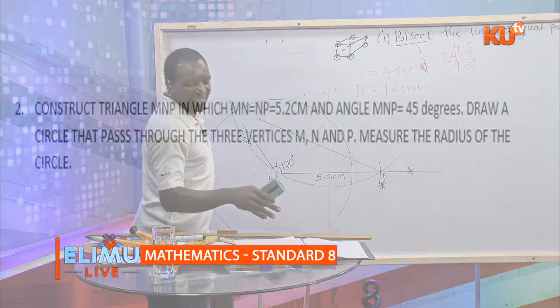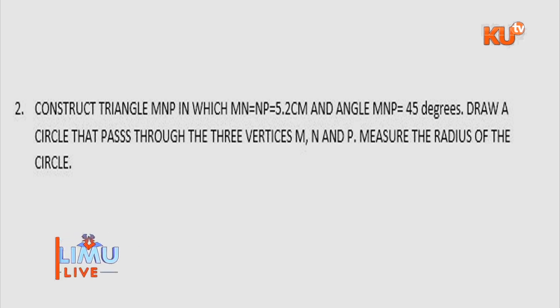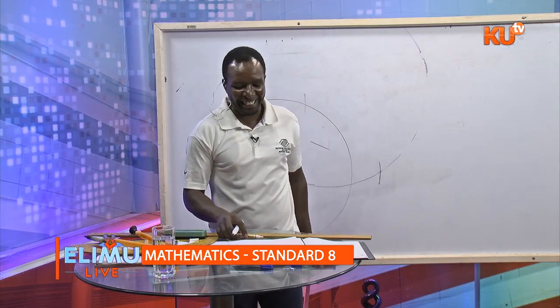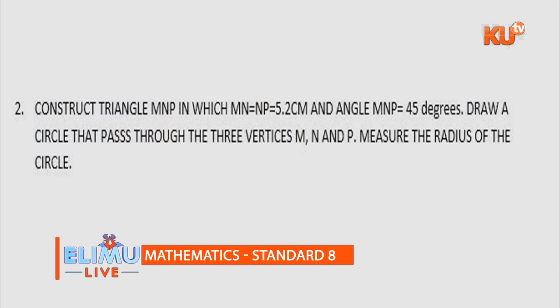reads, construct triangle MNP in which MN is equals to NP is equals to 5.2 centimeters, and angle MNP is equals to 45 degrees. Draw a circle that passes through the three vertices M, N, and P. Measure the radius of the circle.